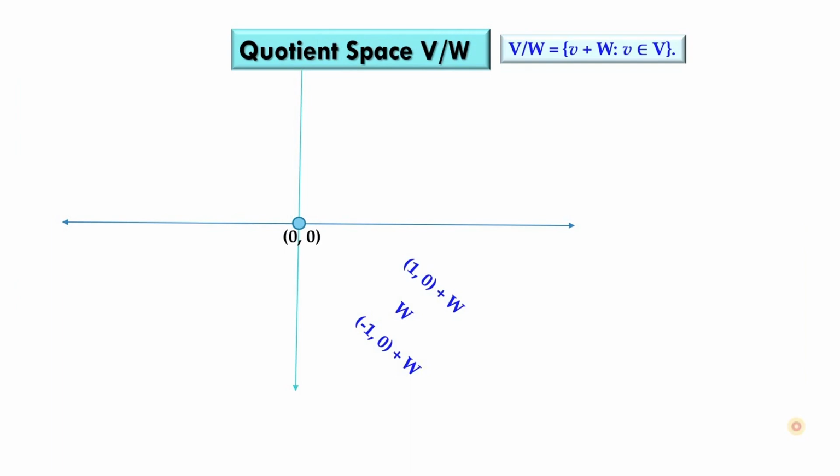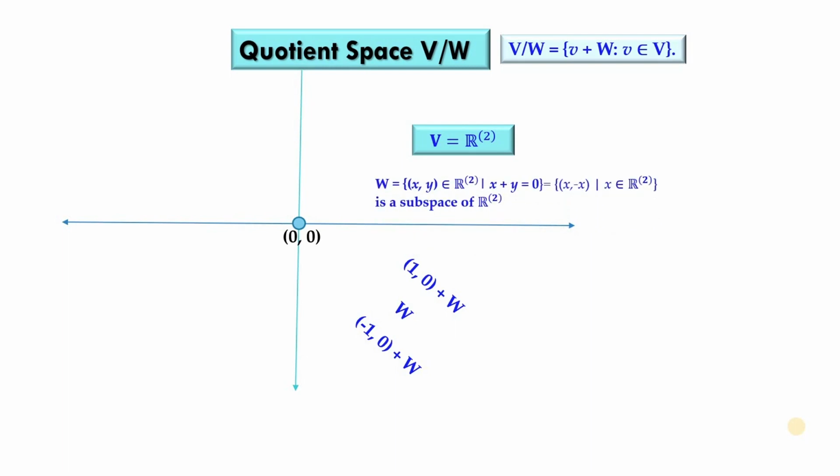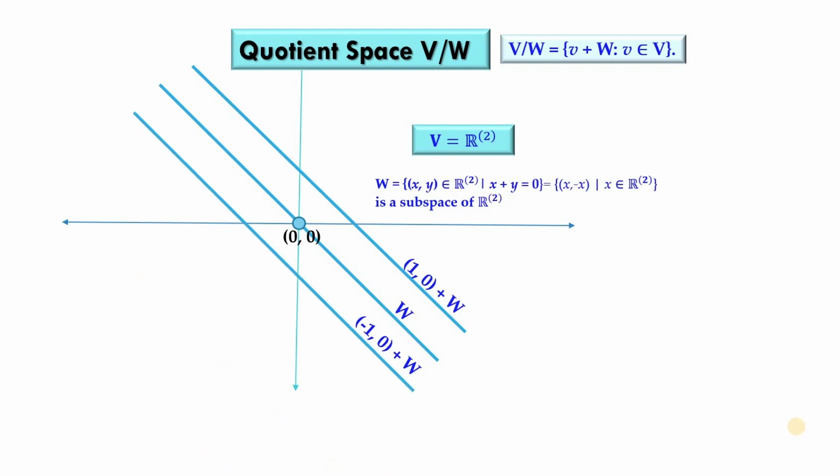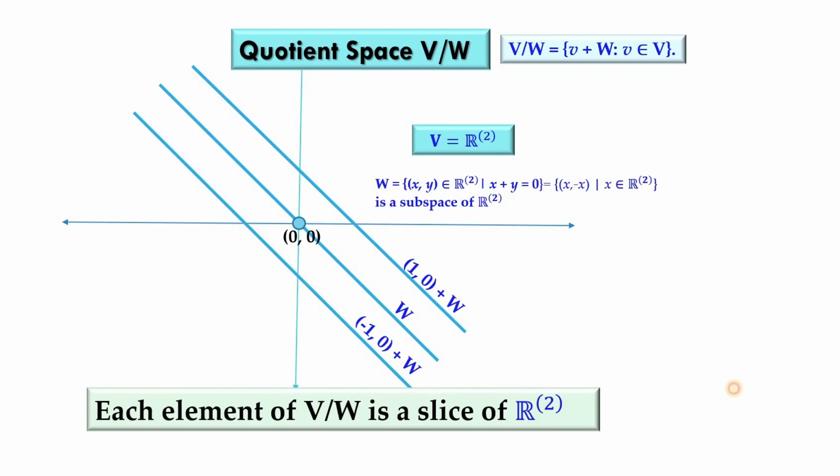Now in R2 we consider W to be a line through the origin. We know already that it's a subspace of R2. So when we consider W as this and V as R2, V mod W will consist of elements of the form small v plus W, where small v ranges over capital V. So if we consider (1,0) plus W or (-1,0) plus W, all these will be lines as shown in the figure, and they all will be elements of V over W, and each element of V over W is a slice of R2.